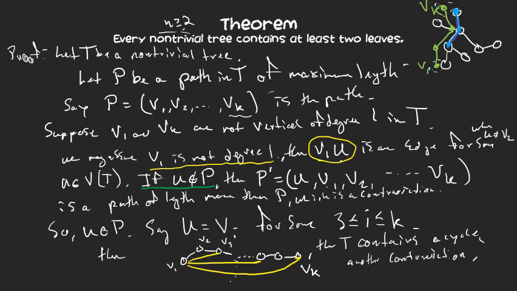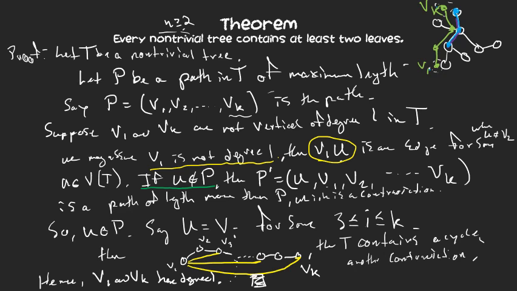So V1 and VK, hence, V1 and VK have degree 1 as desired. These are the leaves of the tree. All right, there we go. There's the proof.